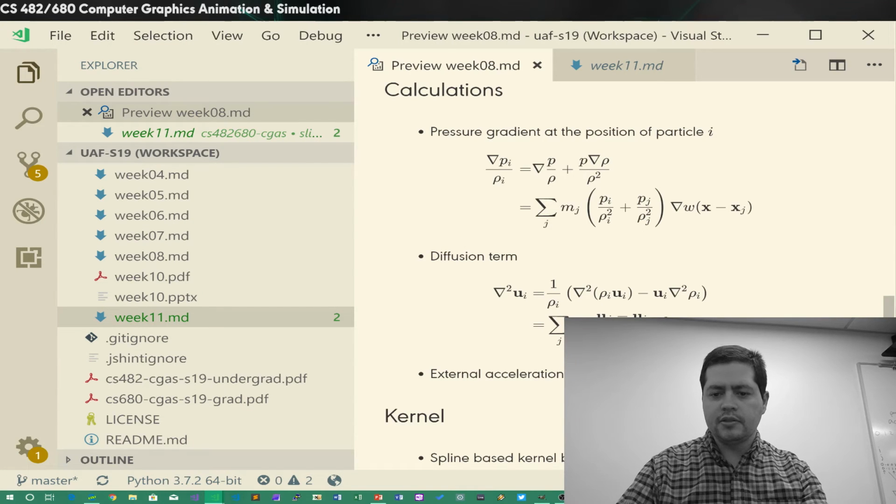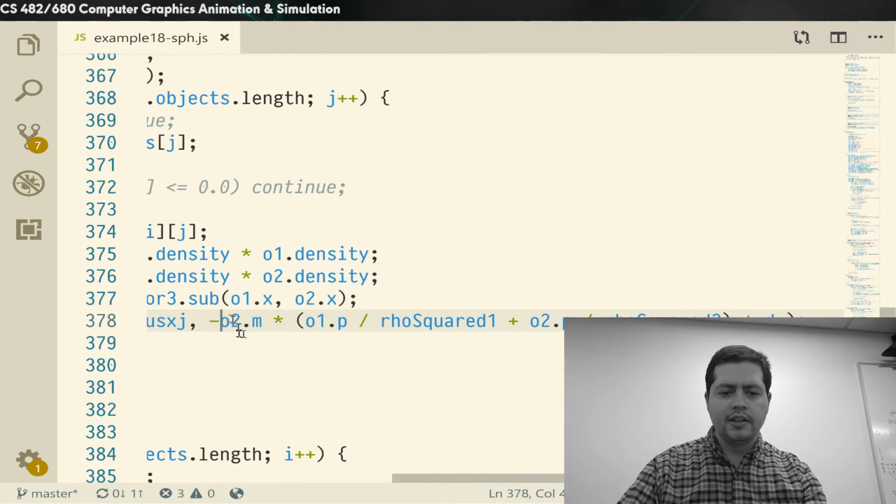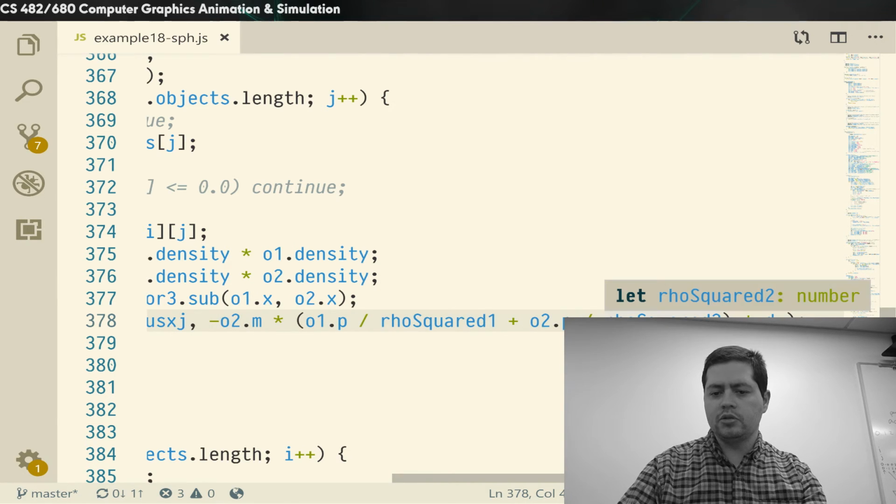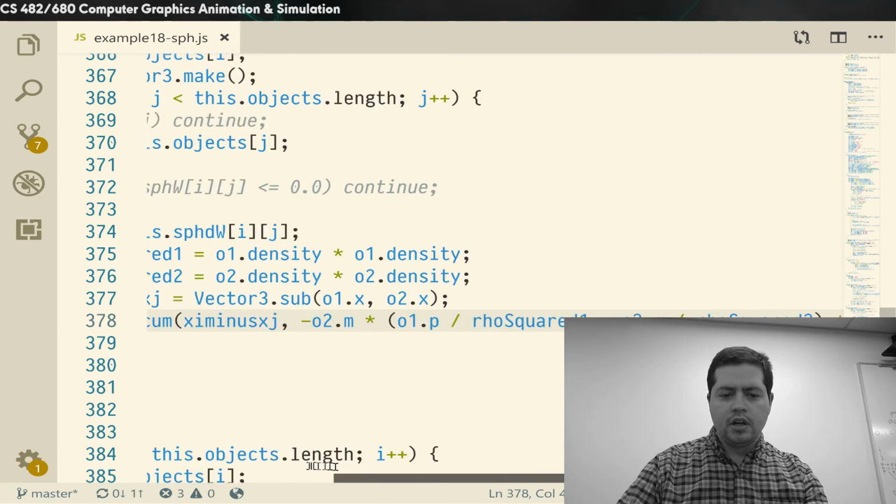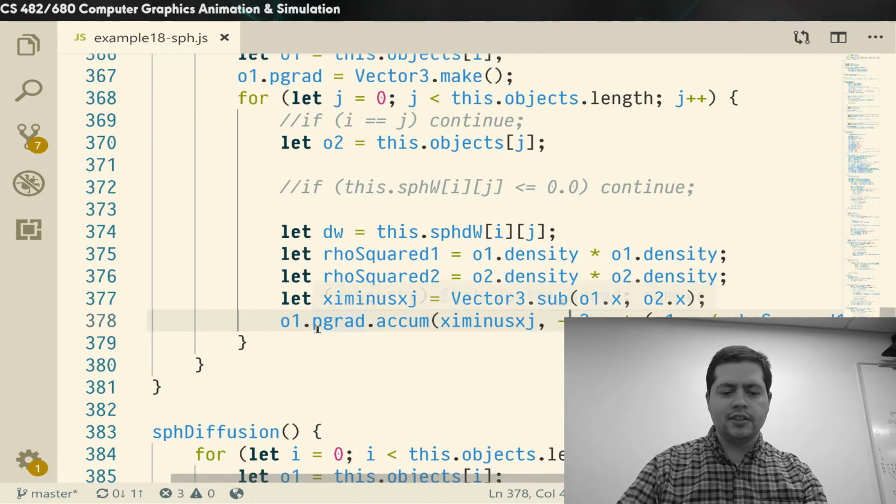So mass of J, so that's object 2, times this is the velocity of J minus the velocity of I over rho I. No, that's diffusion, sorry. There, so we're doing this calculation. This is the next calculation. So mass times this calculation. So you see over here, object 2, so this is technically mass J times P over rho 1 squared, plus P over rho 2 squared, times dW. Okay, well, let's see if the minus sign fixes it.